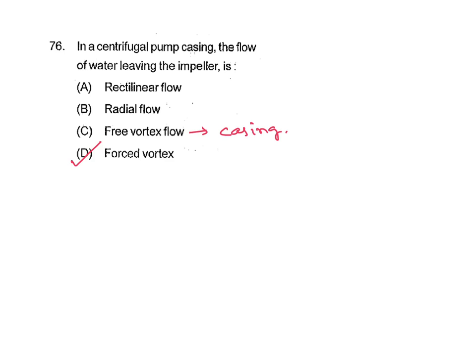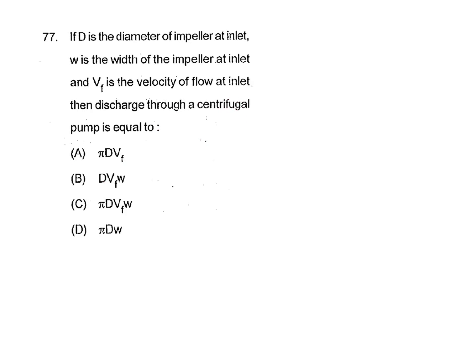If D is the diameter of the impeller at inlet, W is the width of the impeller at inlet, and Vf is the velocity of flow at inlet, then the discharge through a centrifugal pump is equal to pi D Vf W. This is the discharge. This question was already asked in ISRO.